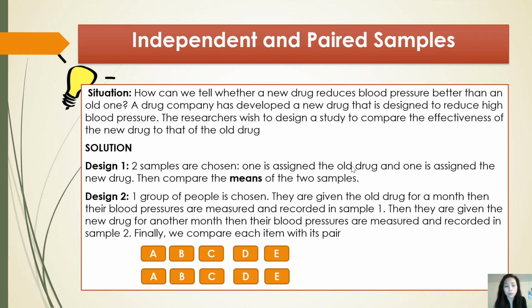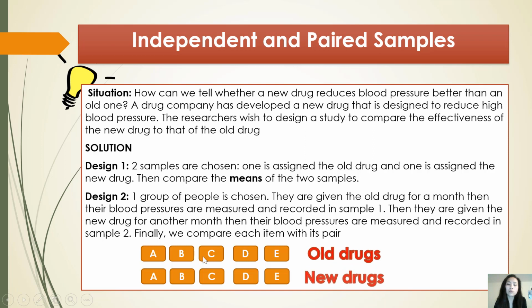For design 2, we will not have to choose two samples. We will collect one sample, so only one group of people will be chosen. They are given the old drug for a month. Then the blood pressures are measured, and then we give them the new drug for another month, and their blood pressures are measured and recorded in sample 2. So if you look here, suppose the sample consists of 5 people, A, B, C, D, E. For the old drug, we use the same 5 people, A, B, C, D, E. And for the new drug, we use the same 5 people. You see that? The old drug and the new drug.